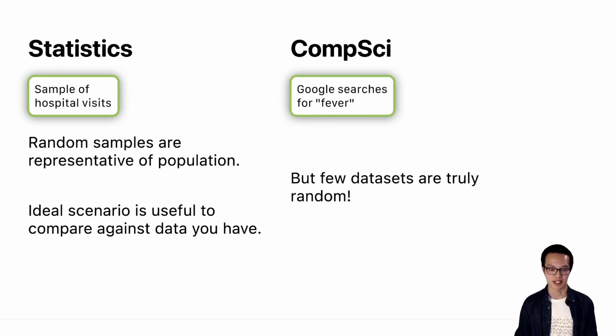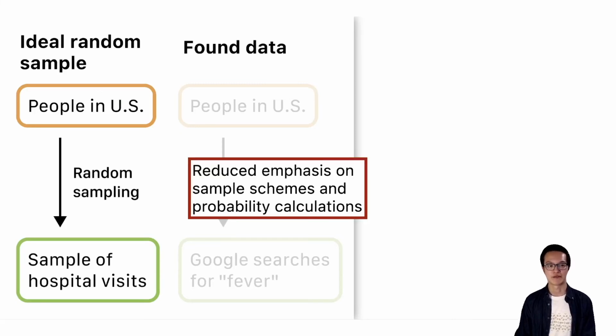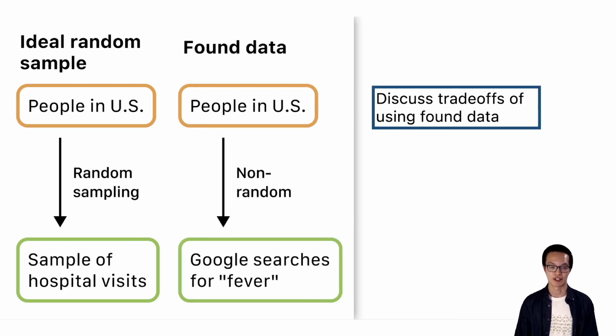Since we could see the advantages of both approaches, we decided to use a blend of the two. We would talk about the ideal random sample in our class, but with reduced emphasis on the exact sample schemes and probability calculations that were there before. We will also point out the difference between the ideal random sample and found data, and discuss the trade-offs of using found data. For instance, when using found data could be problematic, and when using found data would be useful.